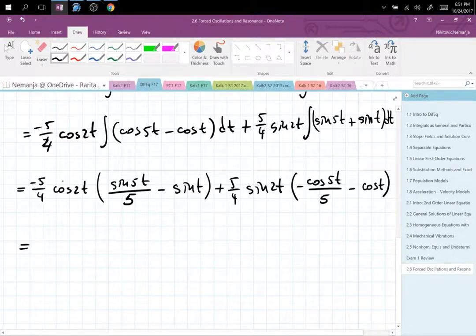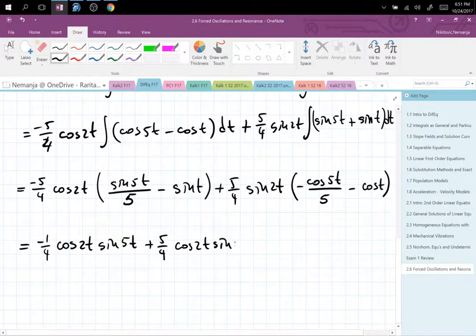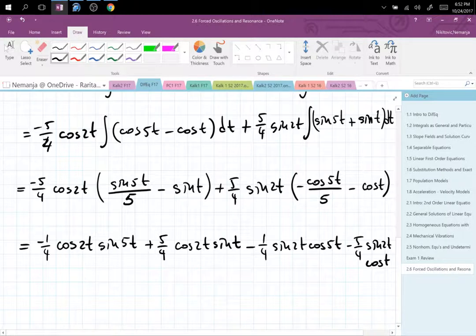Over 5 and 5 will cancel. We get negative 1/4 cosine 2t sine 5t, and then plus 5/4 of cosine 2t sine t. So that is when I distribute the first. Now we're distributing the second one, so minus 1/4 sine 2t cosine 5t, and then a minus 5/4 sine 2t cosine t. Great.